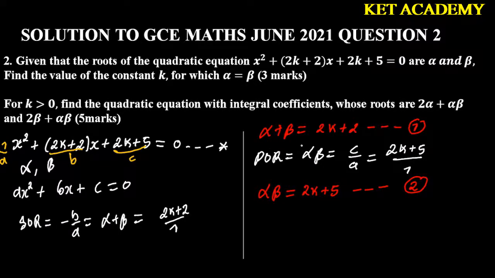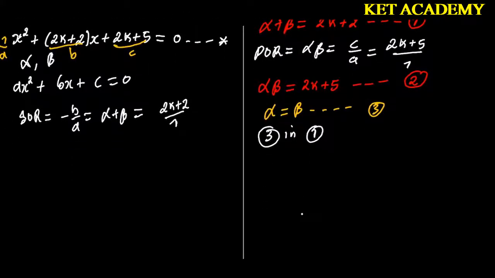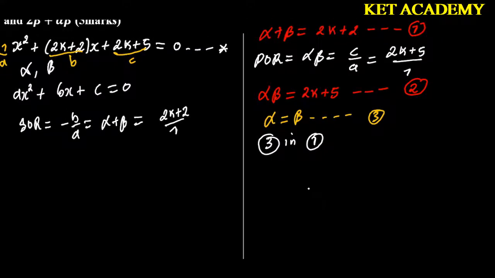Now we have been told that alpha is equal to beta. We're going to use this idea to substitute in one of our equations and look for the value of k. So basically what I mean is, if we call this equation 3, and we substitute equation 3 in equation 1, anywhere we see alpha we're going to put beta, or anywhere we see beta we're going to put alpha. I'm going to go with anywhere I see beta I'm going to put alpha.